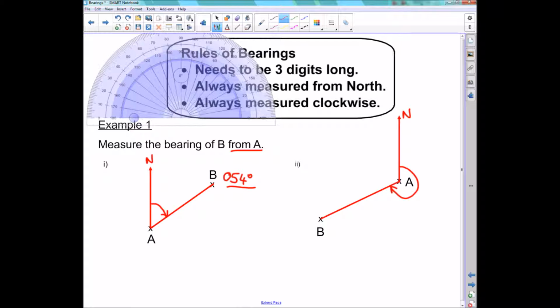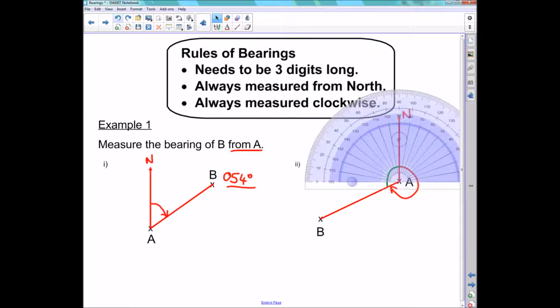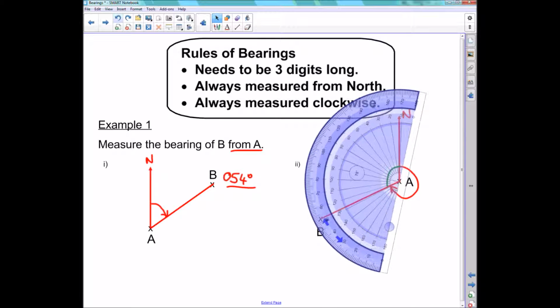Now, if you remember measuring reflex angles, it was a lot easier to measure the complementary angle inside. So first off, I'm going to measure this angle in here. After I've got that angle, my strategy is then to take it away from 360, as that is a full turn, and I'll get my reflex angle. So firstly, I'm going to put the origin of my protractor on the point A. Now I'm going to turn the protractor so that it is sitting on the north line.